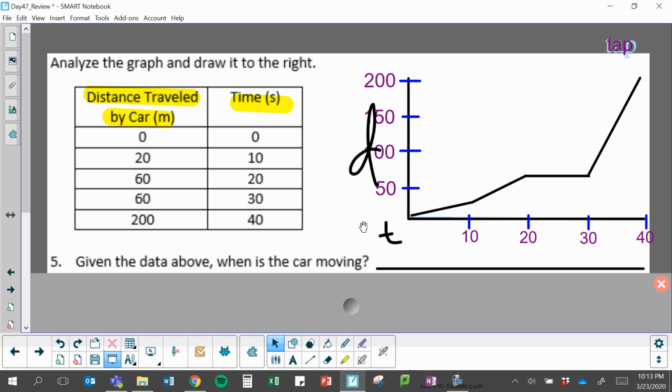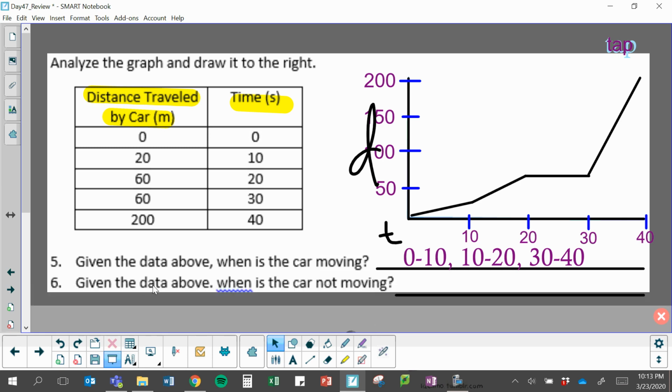If you remember, with distance and time, the slope of our line tells us the velocity. So when it has a velocity, it is going to be moving. That means we have movement from here, here, and here. Our movement is happening from 0 to 10 seconds, 10 to 20 seconds, and 30 to 40 seconds.